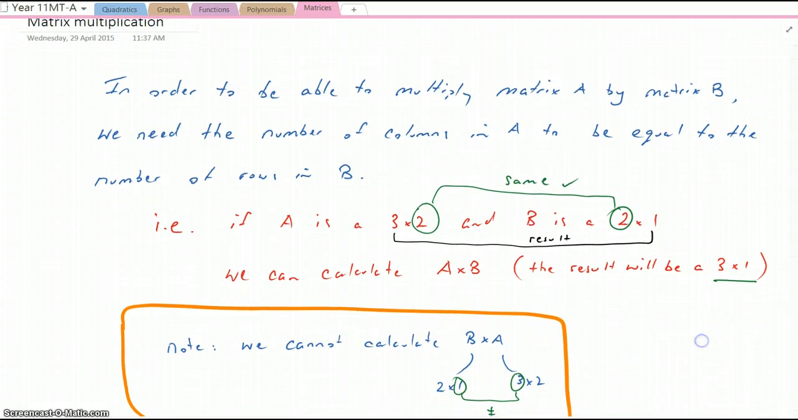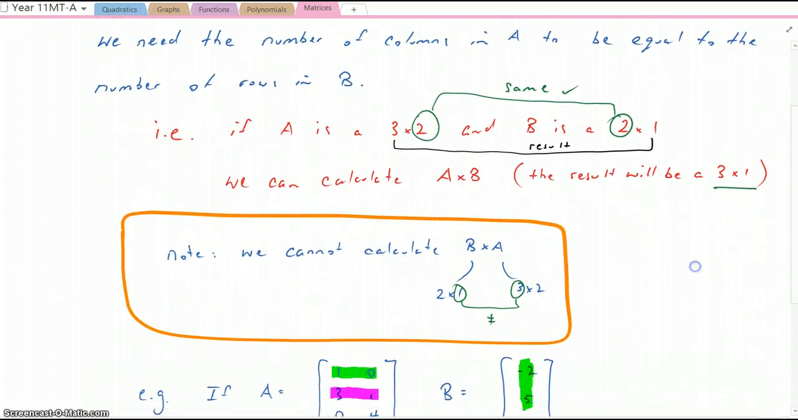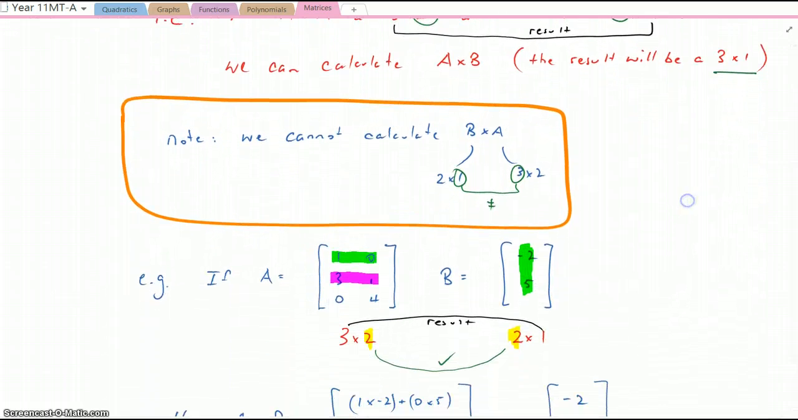In order to be able to multiply matrix A by matrix B, we need the number of columns in A to be equal to the number of rows in B. Number of columns in A equal to the number of rows in B. Down here I've got an example, A and B. The number of columns in A, which is 2, is equal to the number of rows in B, which is 2. So we can multiply A by B.